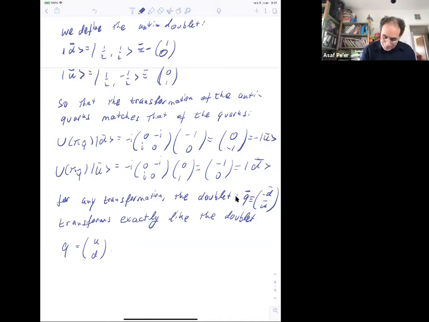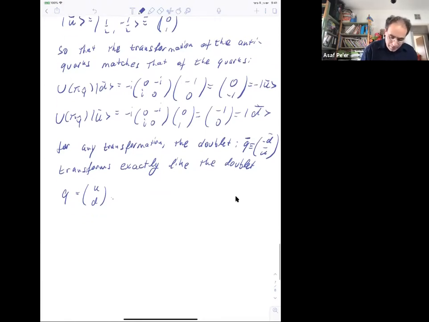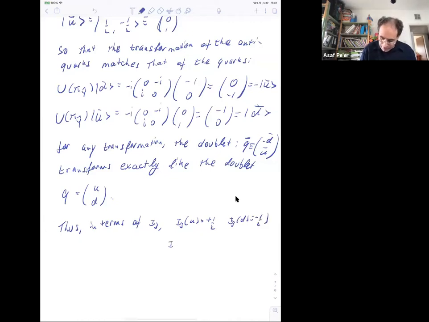So in terms of the isospin assignment, I3 of U is plus half, I3 of D is minus 1/2, I3 of the anti-U quark is minus 1/2, and I3 of the minus anti-D quark is plus 1/2.